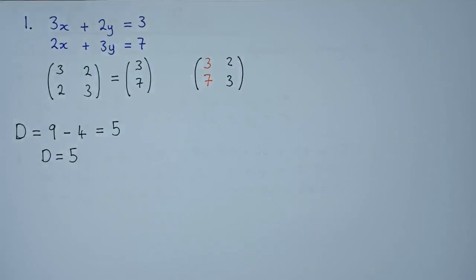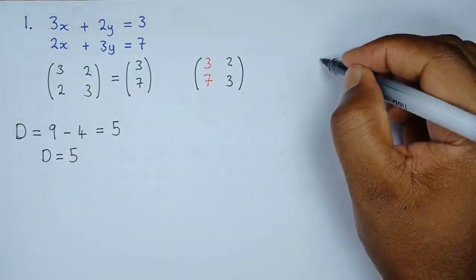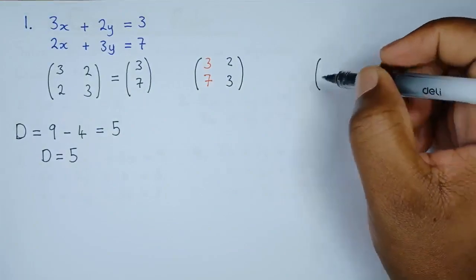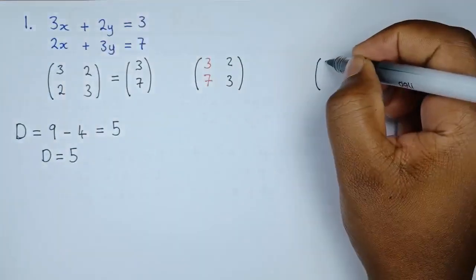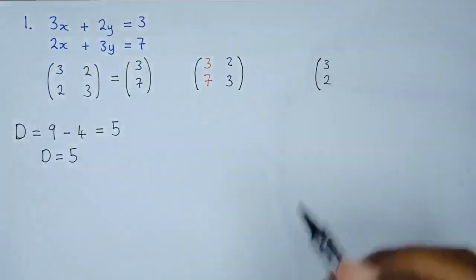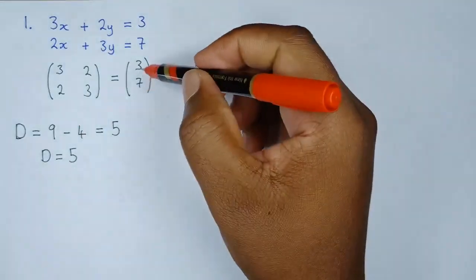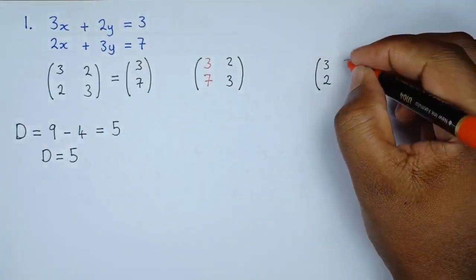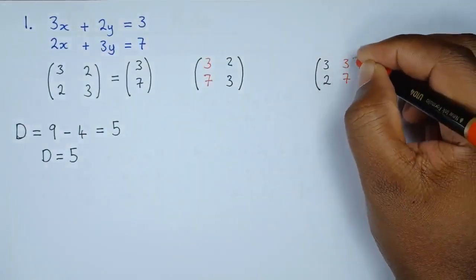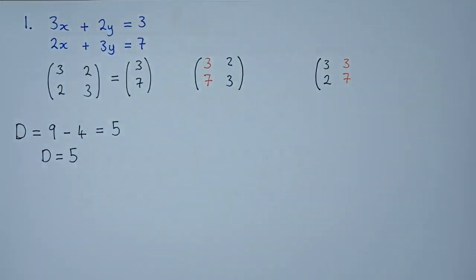Now, this will also work in the same way when you want to find the value for dy. The values of x will be maintained, which is 3 and 2, but the coefficients of y will be replaced by this, which is a 3 and a 7, like that. So I hope it's making sense.